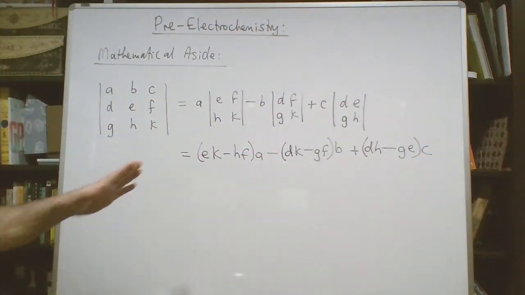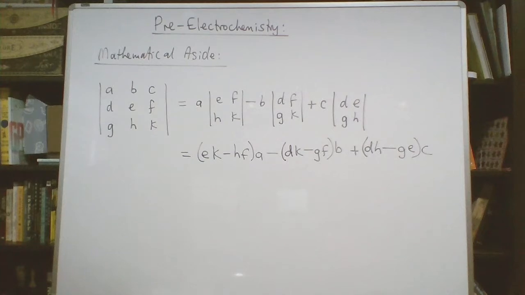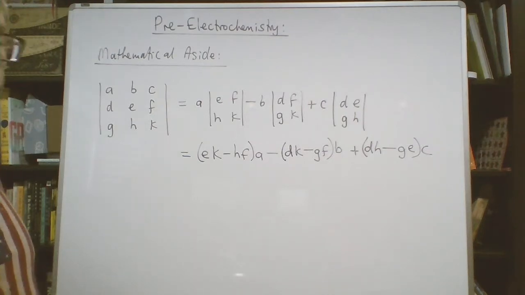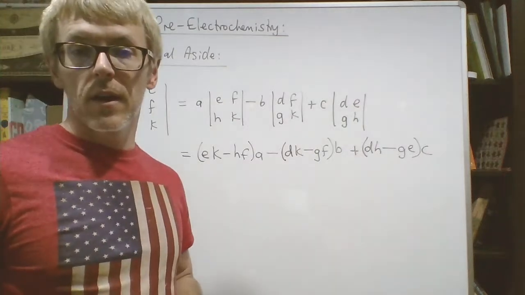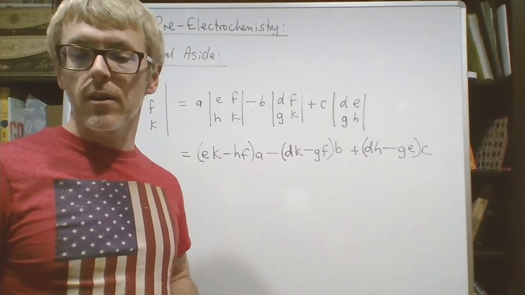Okay, so we've now solved our 3 by 3 determinant. And this concludes the end of our aside. We're now ready to go ahead and prove that the divergence of a curl is 0, which will become useful in our electrochemistry.